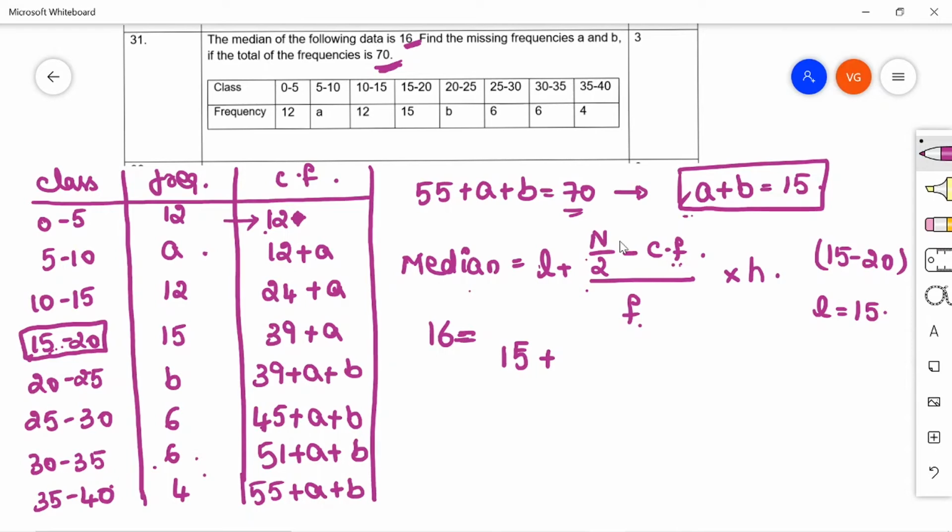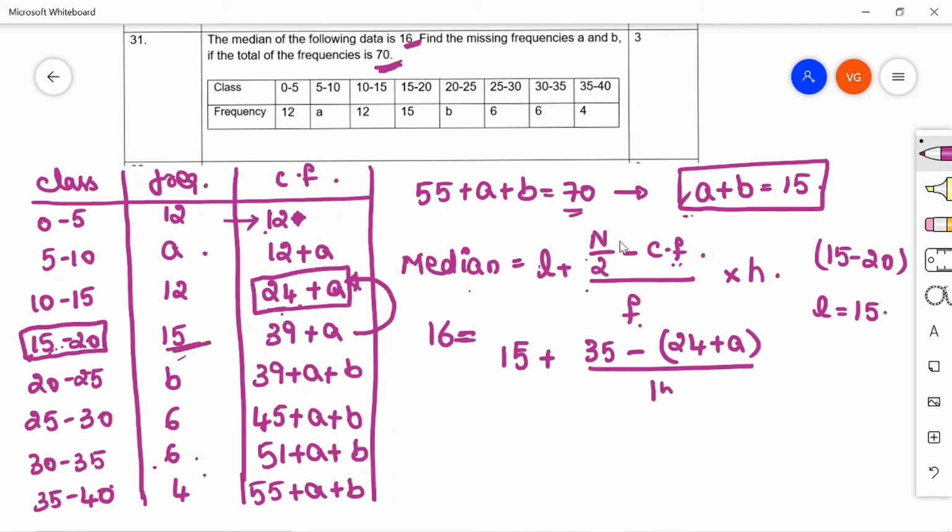So N by 2 means 70 by 2, 35, minus the cumulative frequency of the class that is before the median class. So that will be 24 plus A. So minus of 24 plus A divided by the frequency of the corresponding median class, that is 15, into height of the median class 20 minus 15, 5. So this will get cancelled to 3. I'm bringing this 15 to the other side. So 16 minus 15 is 1. 35 minus 24 is 11 minus A, divided by 3.